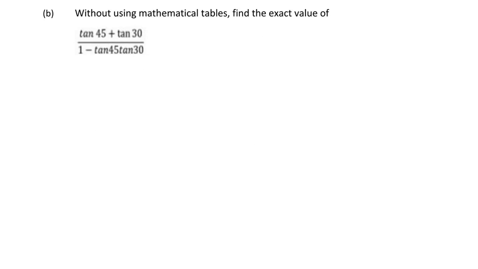Part B of the question, without using mathematical tables, find the exact value of tan 45 plus tan 30 over 1 minus tan 45 tan 30. Okay, so these are given special angles. Let us recall the values of them. We know that tan 30 equals to under root 3 over 3. Tan 45 equals to 1.